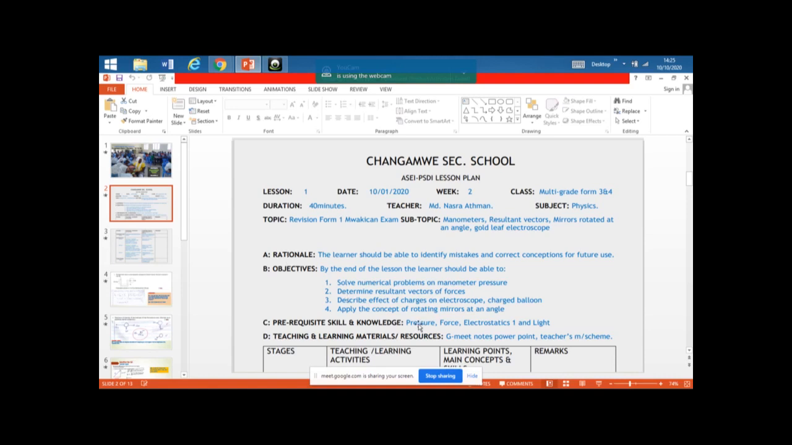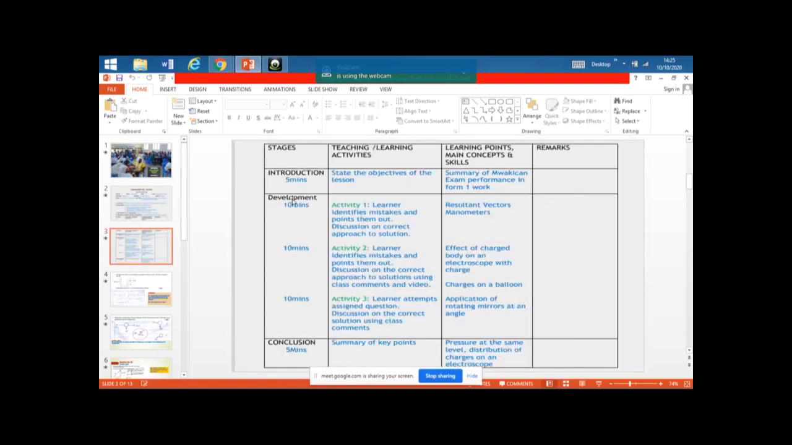Right. So the concepts we are going to cover are pressure, force, electrostatics, light. These are Form 1 topics. Then we have the introduction, where we're going to look at the summary of the performance in the Form 1 work, which was not very good. But at least you tried. One thing is you're the only student who did it, and you're not the only Form 4 student there. It was Adam. But maybe due to one thing or other, he could not do the work.